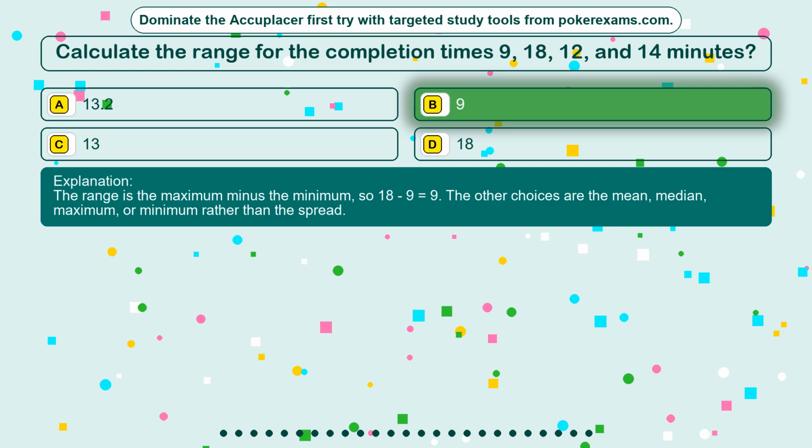The range is the maximum minus the minimum, so 18 minus 9 equals 9. The other choices are the mean, median, maximum, or minimum rather than the spread.